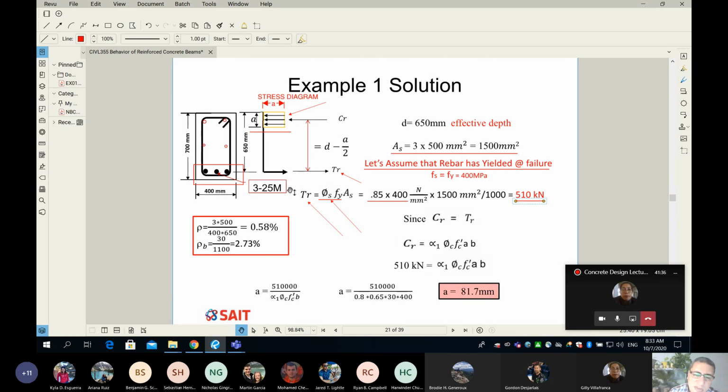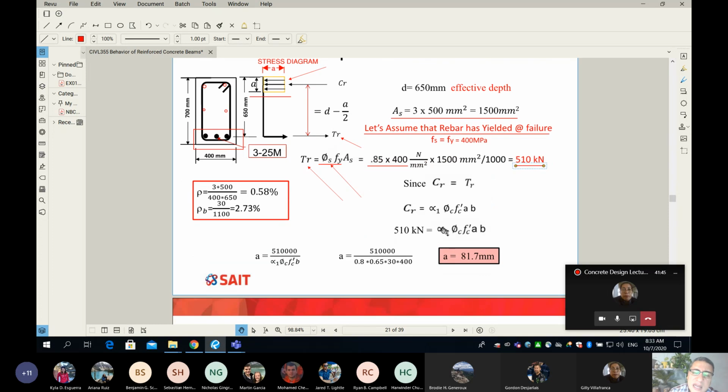Would you agree? So in this equation here, I replaced my T_R by stress multiplied by area. Can I do the same thing here? Can I replace my C_R by area times stress? Yes, you can, and I'll show you how.